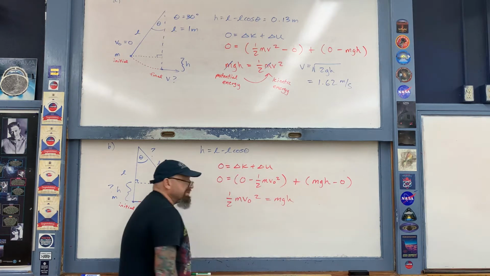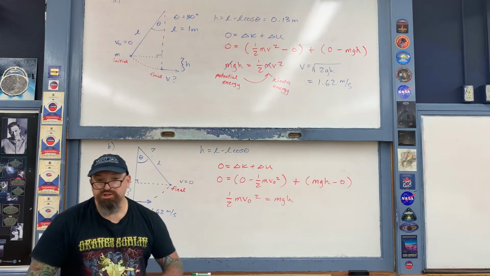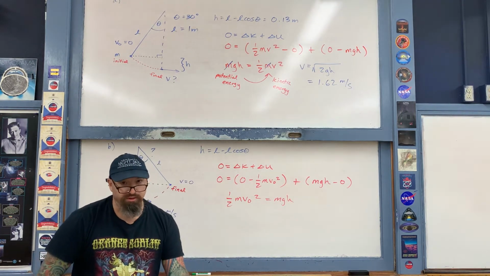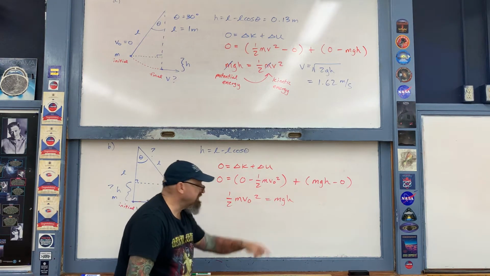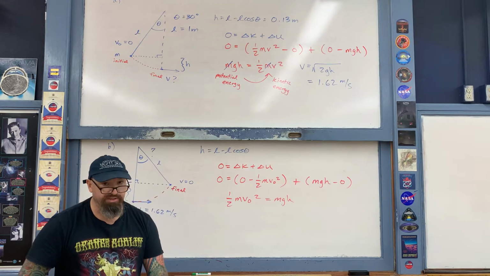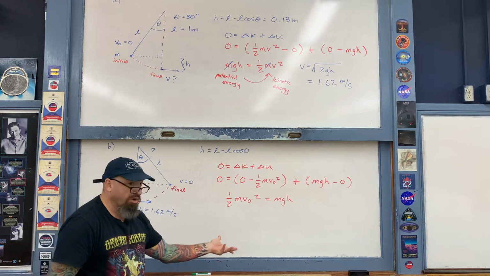And then right here is an expression of the energy transformation. It just occurs backwards of what we saw earlier in part A. So all of the kinetic energy at the bottom of the swing turns into the exact same amount of potential energy at the top of the swing. And then at this point, we just solve for h.